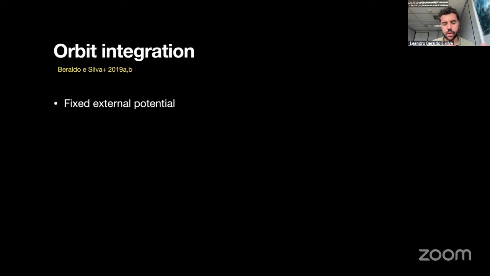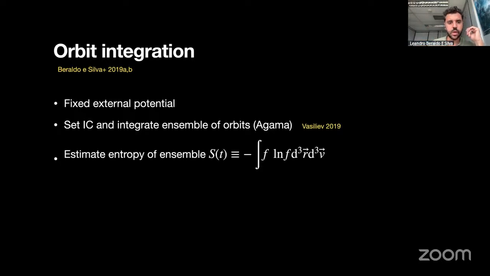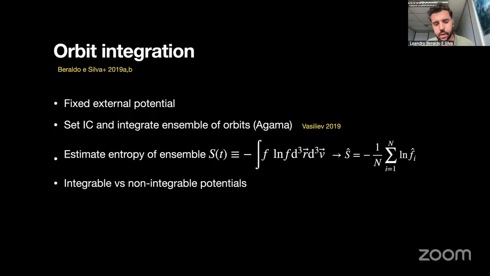Okay, so here I'll mention some old results that I have regarding these entropy estimates and showing these ingredients for irreversibility. In this case, I did a very similar thing. I have a fixed external potential. I set some initial condition of some particles there and integrate orbits for these particles. And then I estimate the entropy in the same way as I mentioned before. I did that in integrable and also in non-integrable potentials. And then I check the influence of the N dependence of your sample and also a connection with the Nyquist-Shannon theorem that I'll explain in a moment, which is very illustrative of what's going on here.